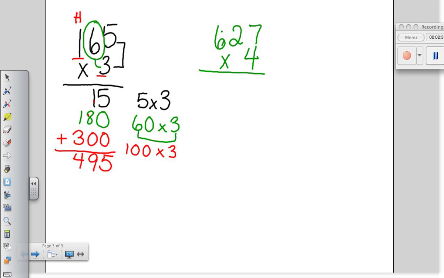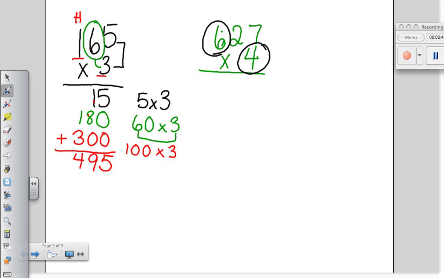627 times 4. So we can do it in the same way, and we can start with the ones and the tens and the hundreds, or we could flip it around and do it the other way around. It doesn't matter so long as our brain is keeping track of what we're multiplying.